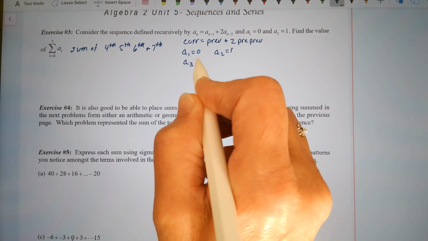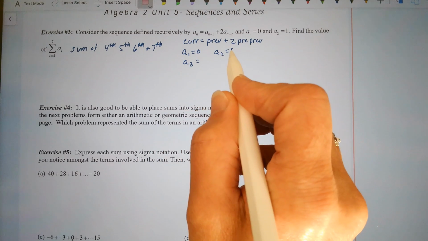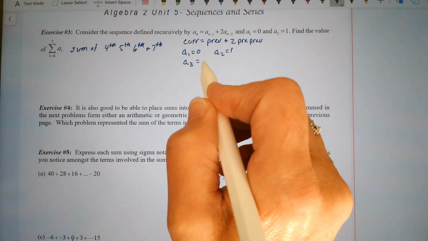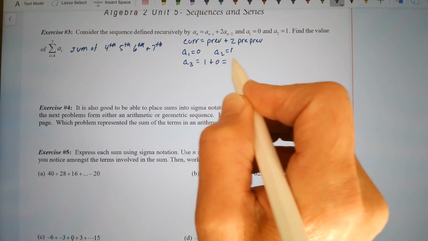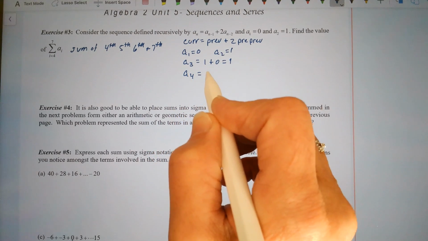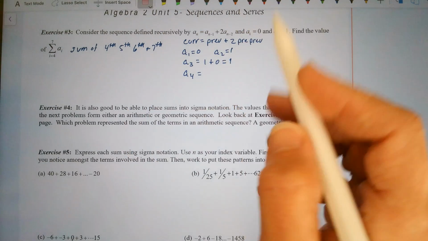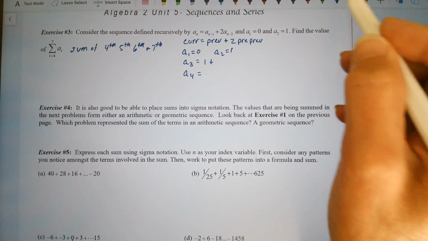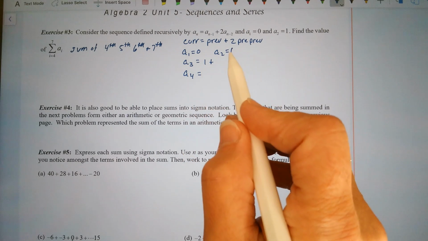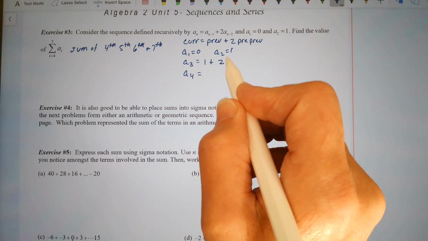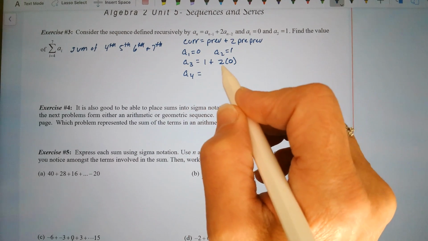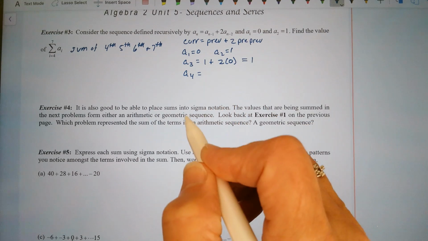So a sub 3 is going to be the previous, which is a sub 2, 1, plus the pre-previous. So that's 1 plus 0, which is 1. A sub 4 is the previous. Oh, I forgot to multiply by 2. Sorry, let me go back. So the current term a sub 3 equals the previous, which is 1, plus 2 times the pre-previous, plus 2 times 0. 2 times 0 is 0, plus 1 is 1.